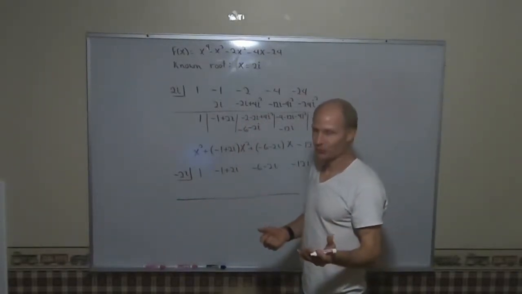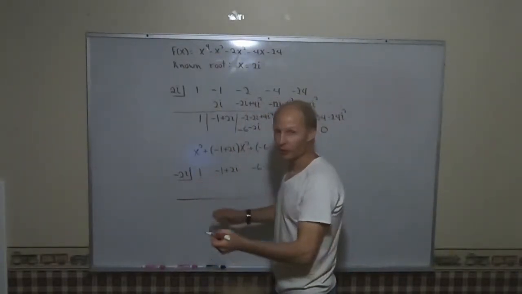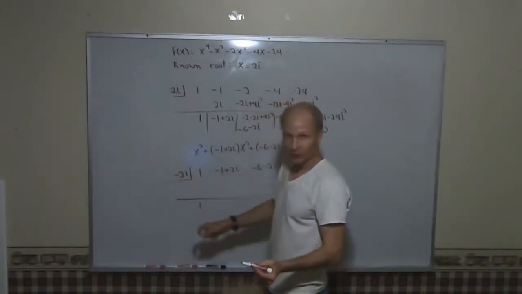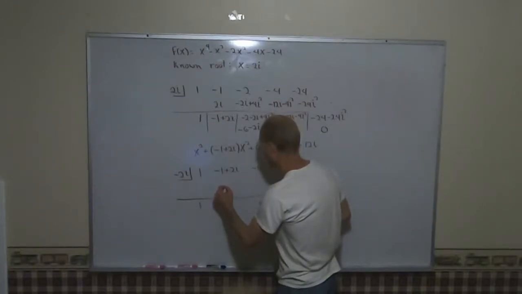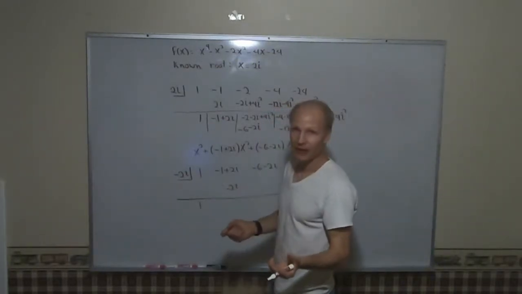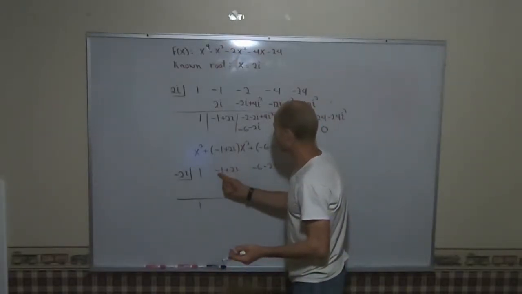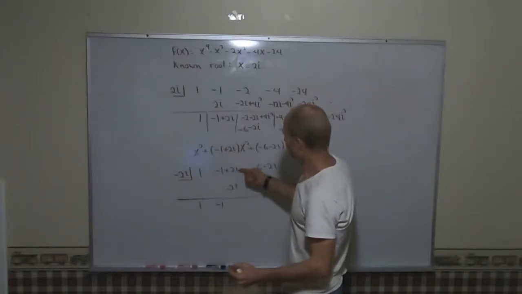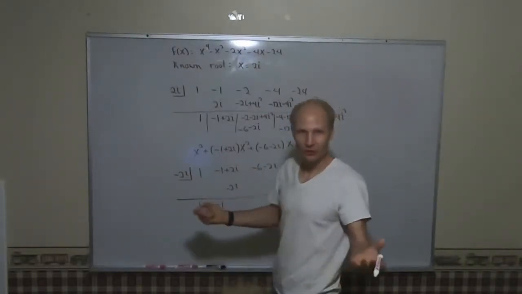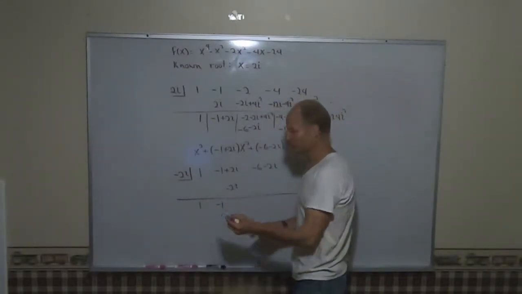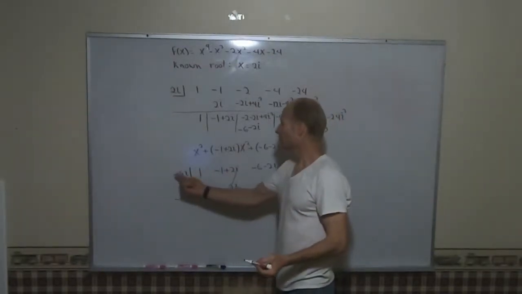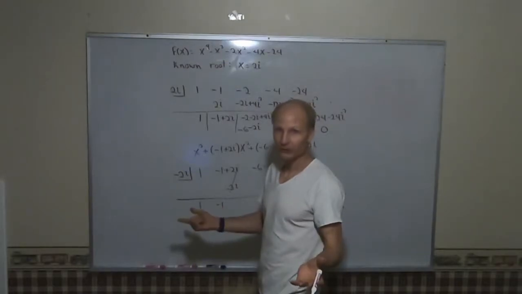Okay, watch this. This is really cool how this works. So we're going to drop our 1. 1 times negative 2i is simply negative 2i. Okay, now we add. Negative 1 plus 0 is negative 1. 2i minus 2i is no i's. They're gone. That's kind of cool. All right, let's times. Negative 1 times negative 2i, positive 2i.